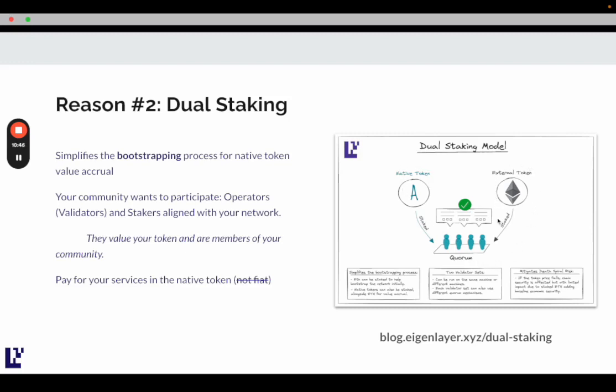There's a ton of bootstrapping benefits, there's a ton of security benefits here, but it brings back that theme of folks paying for the services in your native token, or in this case, staking in the native token, rather than in fiat, which is where those off-chain services would be running today.